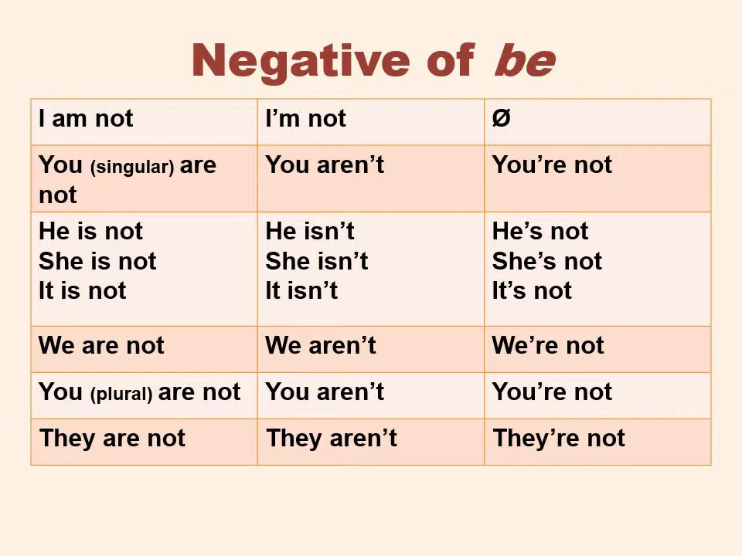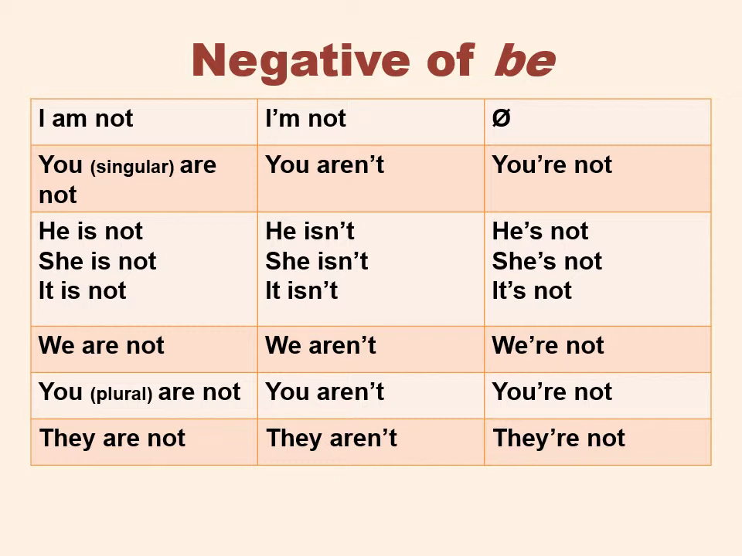In third person singular, with he, she, it plus is not, we have two alternate possibilities. Again, as with the second person singular, you can contract the verb plus not. You can contract is plus not to get isn't. So you can have he isn't, she isn't, it isn't. Or you can contract the pronoun plus the verb is. He's not, she's not, it's not.